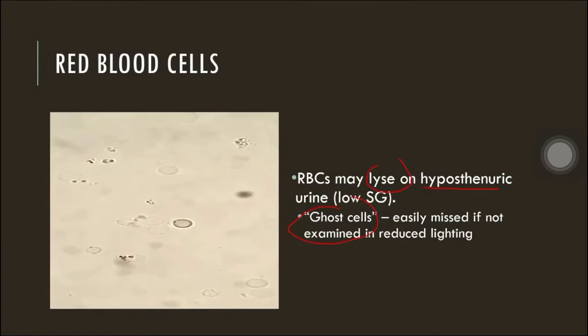Usually the medical technologist or the laboratorian will miss these cells if not examined in reduced lighting. So in this illustration, the ghost cells, or the lysed RBCs, are actually these. If the medtech does not look carefully in reduced lighting, the medical technologist may miss these RBCs. So again, these are RBCs or what we call ghost cells.